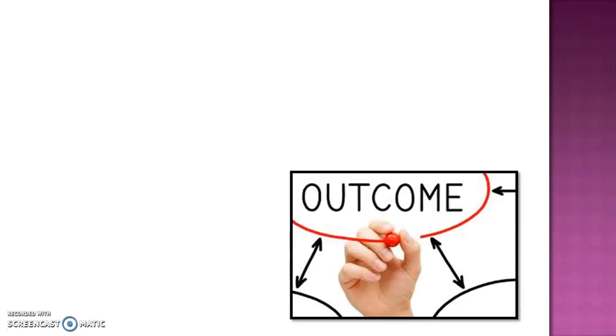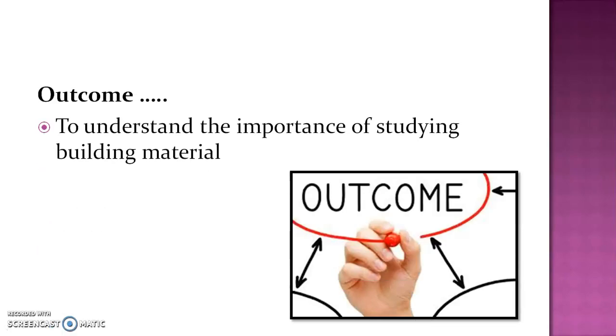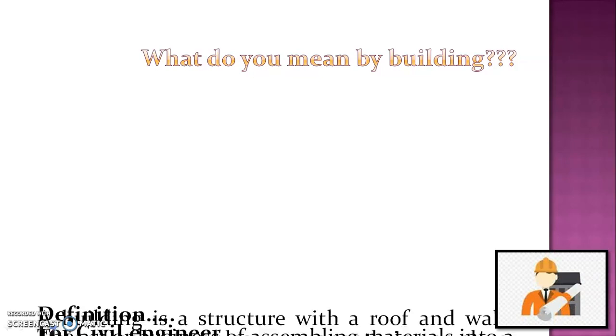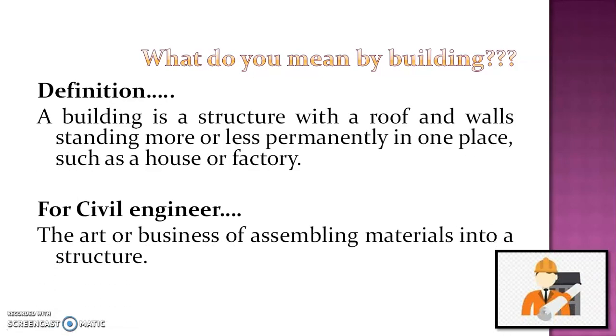So the major outcome of today's lecture is to understand the importance of studying building material. Now what do you mean by a building? The definition says that a building is a structure with a roof and walls standing more or less permanently in one place, such as a house or factory. But for a civil engineer, it is something else. For civil engineering, it is the art or business of assembling materials into a structure.